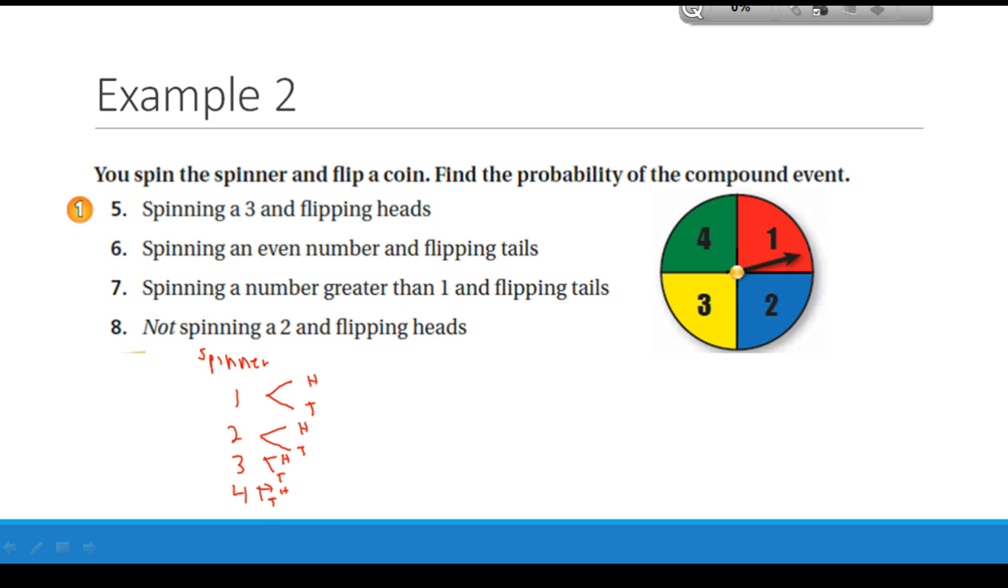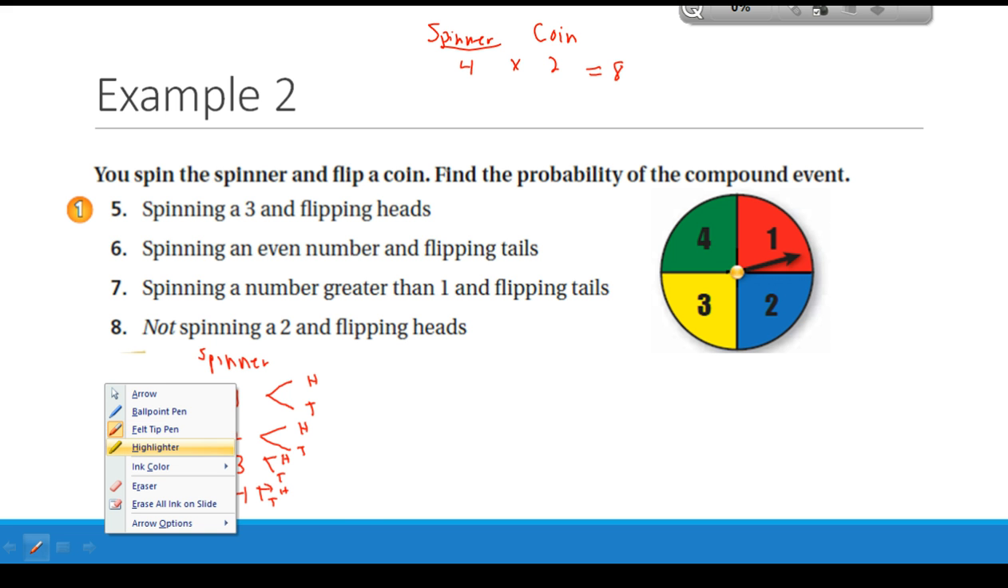Head, tail, head, tail. So our sample space, if we're keeping track here, for the spinner, there's 4 choices, and for the coin, there's 2 choices, so 4 times 2 is 8. So we should have 8 outcomes here, and if you look right here, we have 8. 1, 2, 3, 4, 5, 6, 7, 8. So there's 8 choices.